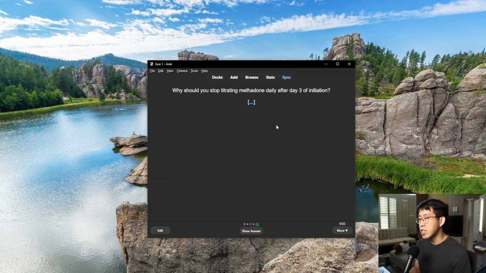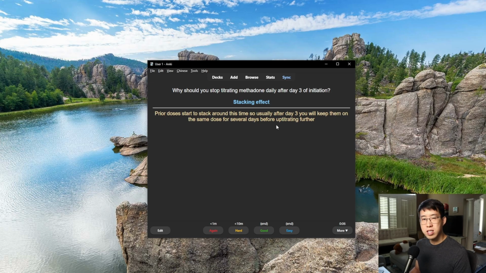Why should you stop titrating methadone daily after day 3 of initiation? So there's this stacking effect that can occur. And basically, when you're starting methadone, you can just keep up titrating the doses every day at the very beginning. But you want to slow down once it gets past day 3 or so because it's such a long-acting half-life. It really can start building up in the system.